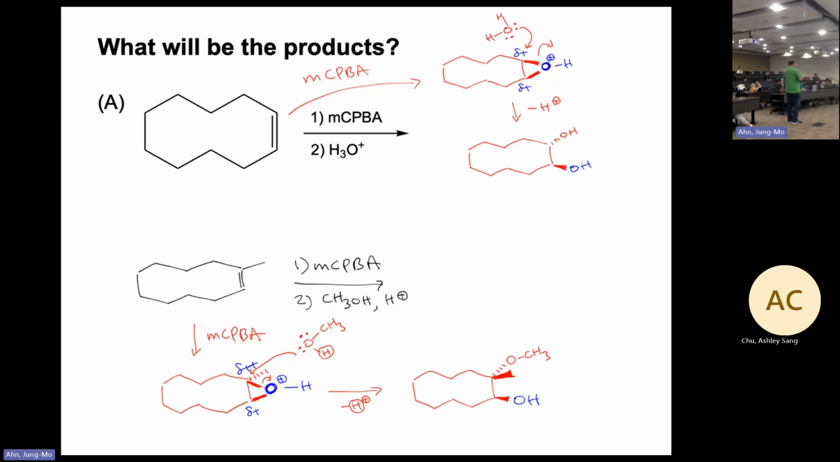So the trans relationship is the same, but because we have a different nucleophile, which is different from OH, you're going to see methoxide on the more substituted side and OH on the less substituted side. They have to be trans. So there are so many things you need to think about to get it right. To solve a question like this, you need to know the mechanism. That's the only way.